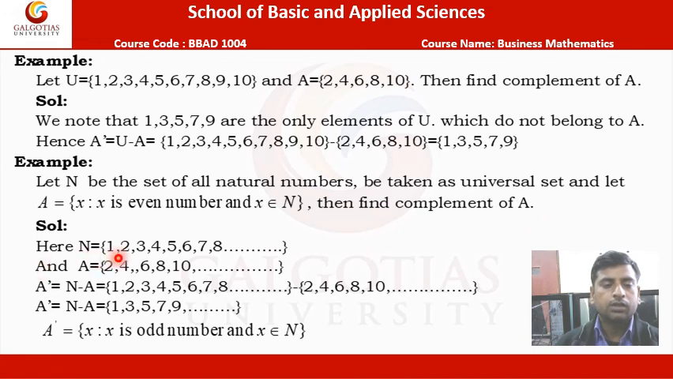So N is the set of natural numbers, that is, N contains 1, 2, 3, 4, 5, 6, 7, 8, 9, 10 and so on. And A contains the even natural numbers, that means 2, 4, 6, 8, 10, 12 and so on. So the complement of A will be the elements of N which are not common to A. That means it will contain all the odd natural numbers, that means 1, 3, 5, 7, 9.